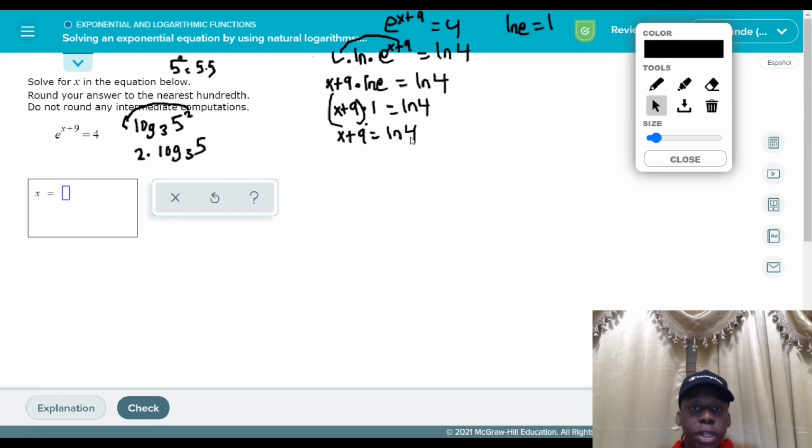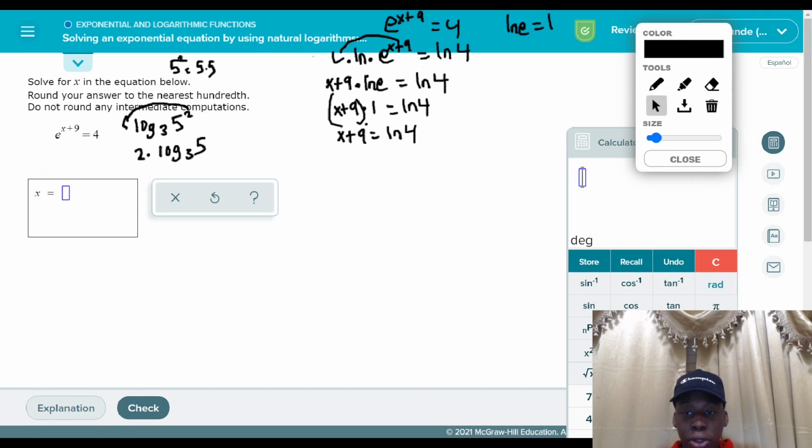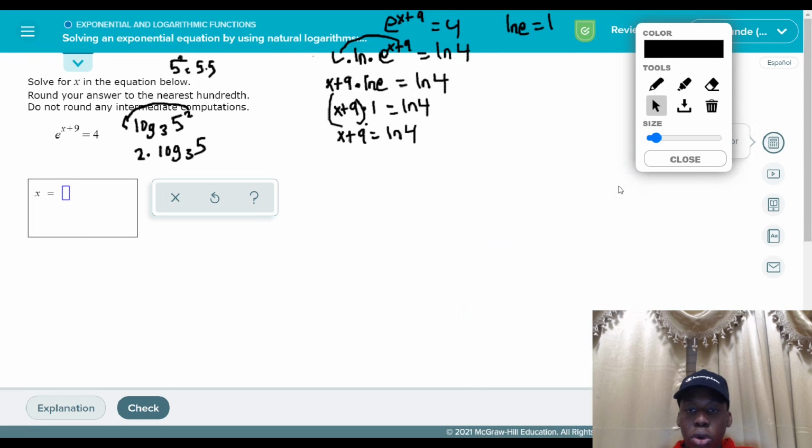So we have to find what ln 4 is, and you can do that by using the calculator. Okay, so this is ln 4. This is 1.386. So ln 4 equals 1.386, so x plus 9 equals 1.386. Since ln 4 equals 1.386, we just replace ln 4 with 1.386.